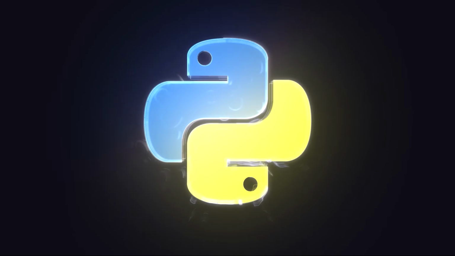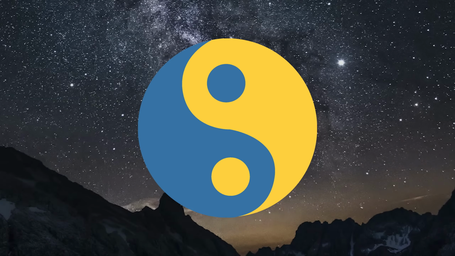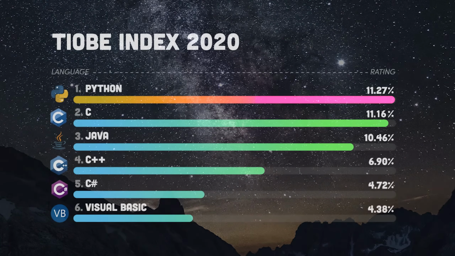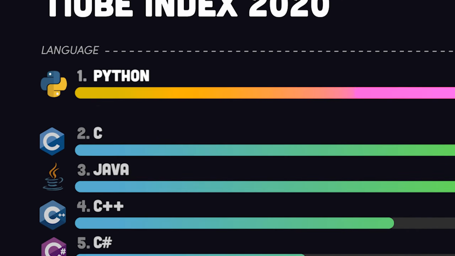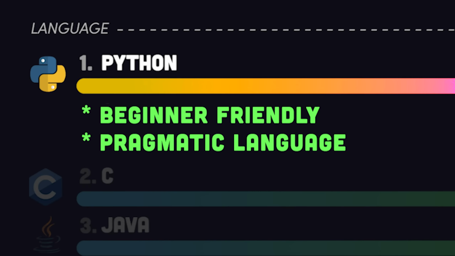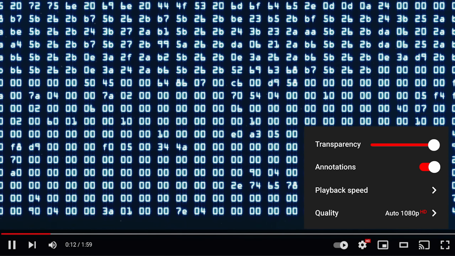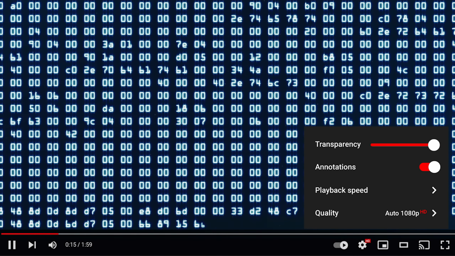Python, a high-level interpreted programming language famous for its Zen-like code. It's arguably the most popular language in the world because it's easy to learn, yet practical for serious projects. In fact, you're watching this YouTube video in a Python web application right now.